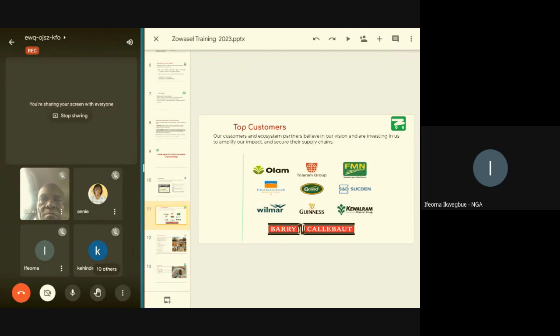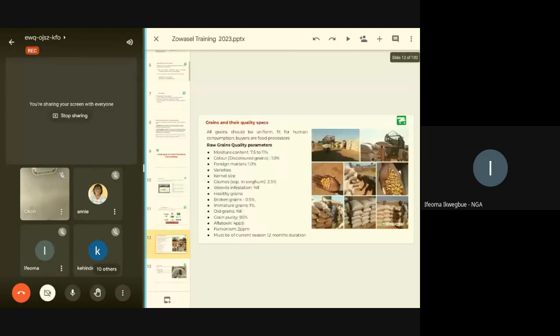Now, every buyer has specific qualities of crops that they require. So it's important for suppliers to take note of the specific crop specifications they are meant to meet during the period of supply to these buyers. I have highlighted some of the specific crop specifications. All grains need to be uniform and fit for human consumption for buyers and food processors.